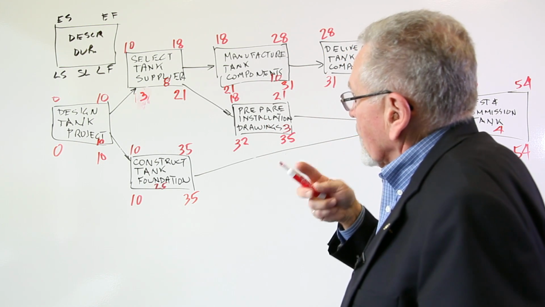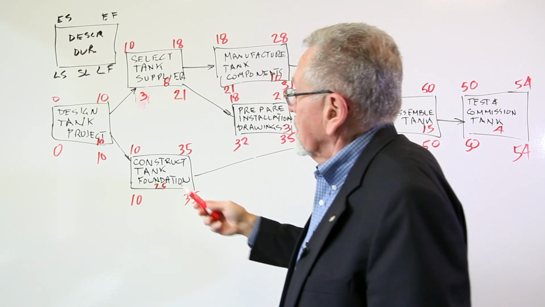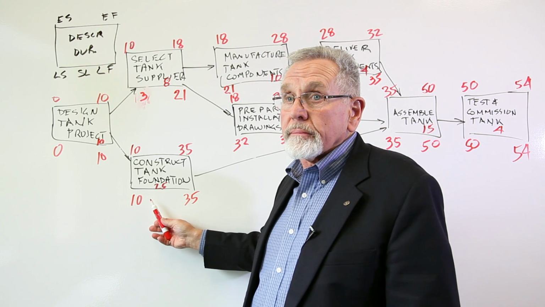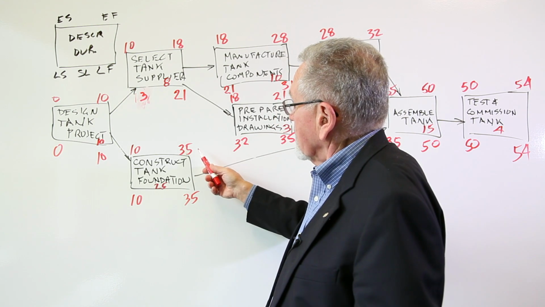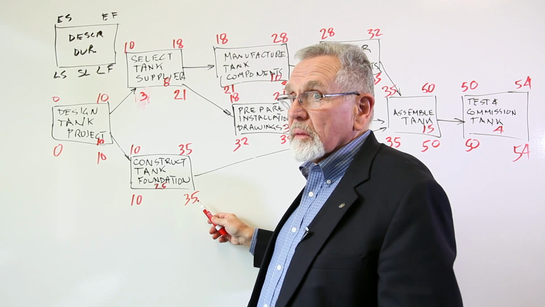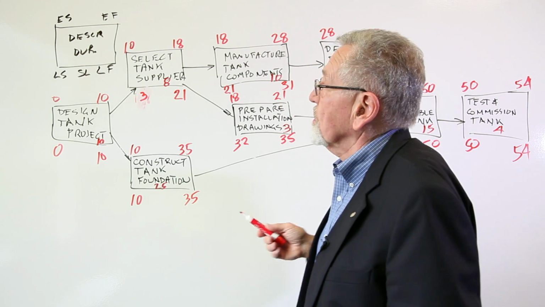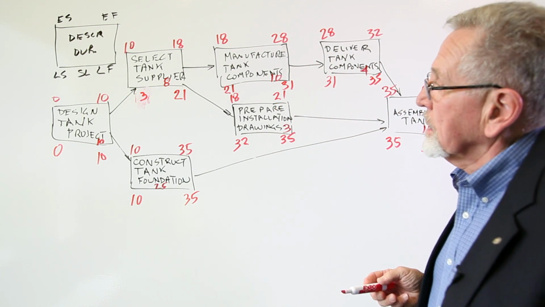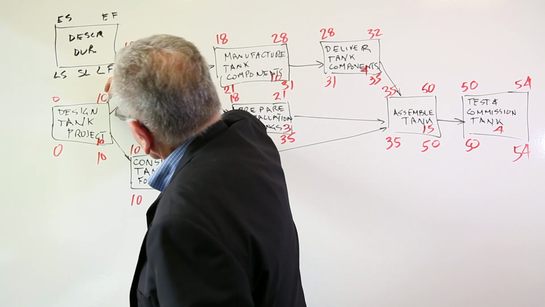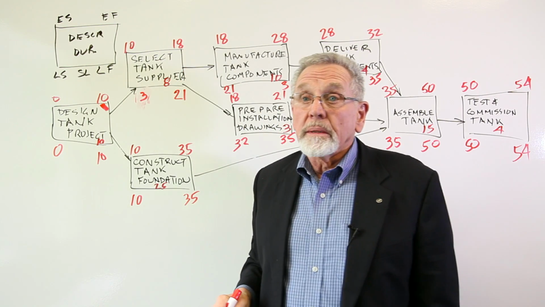Now, we note that some of the activities have their early starts equaling their late starts, which is also to say they have their early finishes equaling their late finishes, okay? And let's go through and identify those tasks in the project. Well, it's this one, 0 equals 0 and 10 equals 10, so we're going to mark that. And we're going to call that a critical activity.